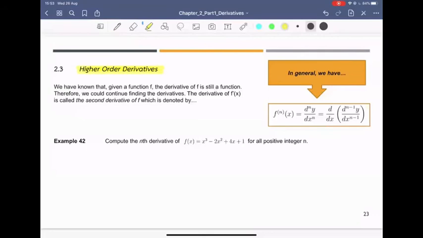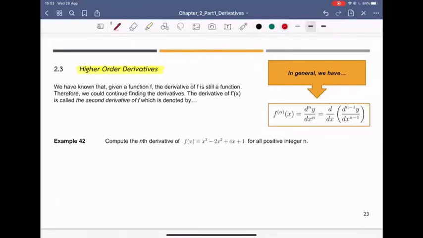Higher order derivative is not hard, the concept is not hard, but it could be hard sometimes when we ask you to find the general n order derivative. So first, let's look at the definition.